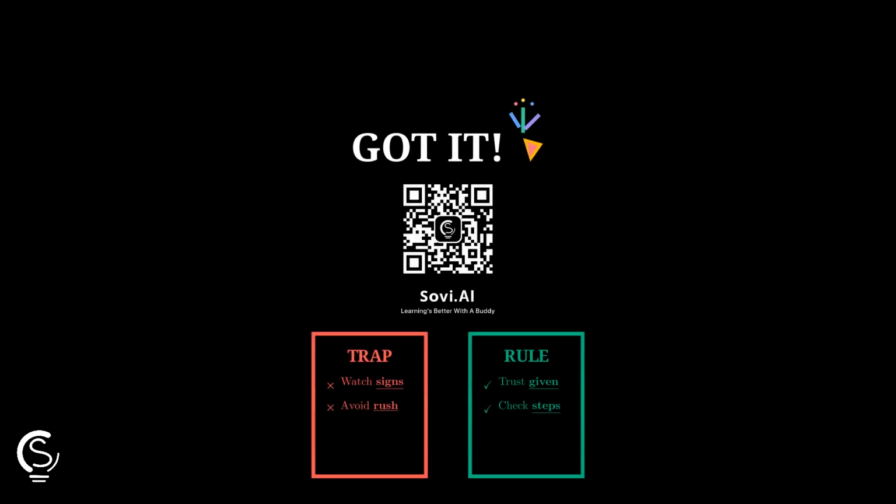Well done! Option C. Scan now, watch signs, avoid rushing. Trust the given relationship and check which curve shift makes both results happen.